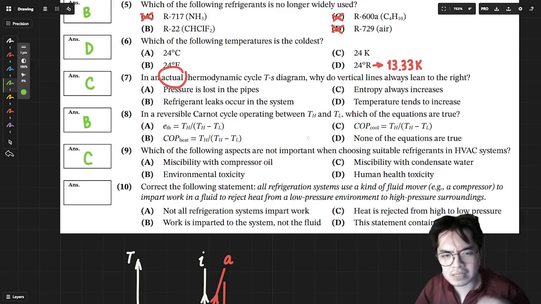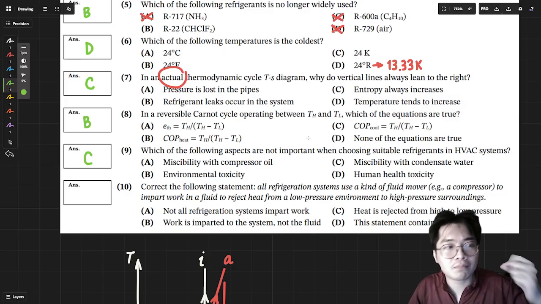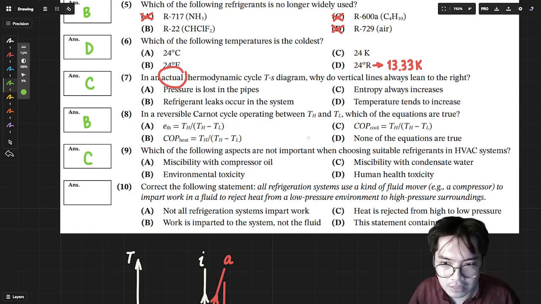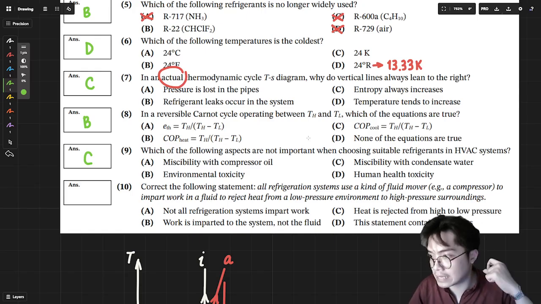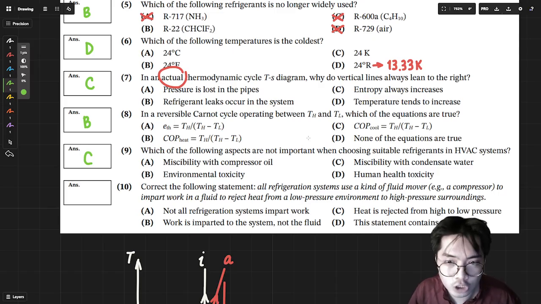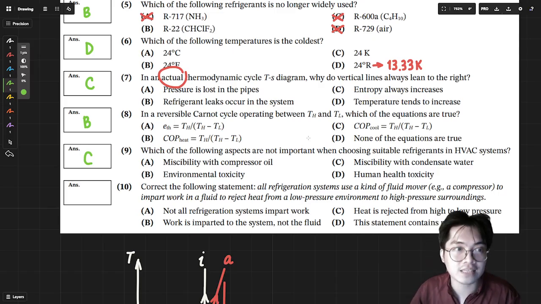The thing about these kinds of statements is that you should always be looking out for absolute words. All, never, always, right? Those kinds of words might invite fringe cases, right? Things that are not always true. And in this case, the answer would be letter A. Not all refrigeration systems impart work.